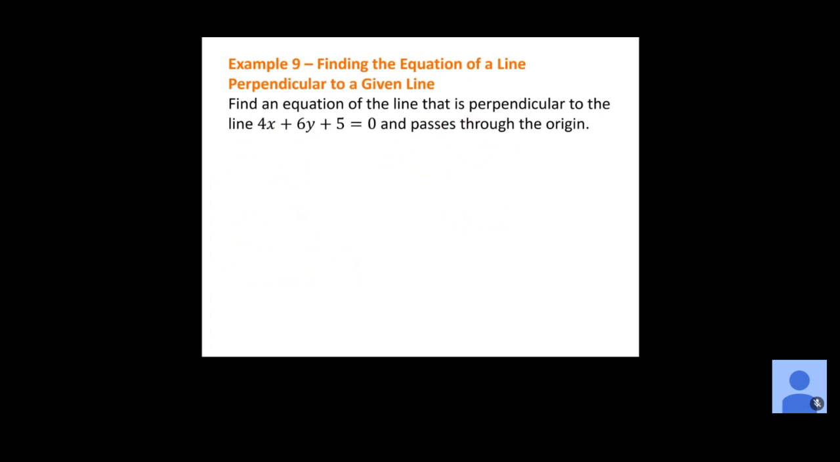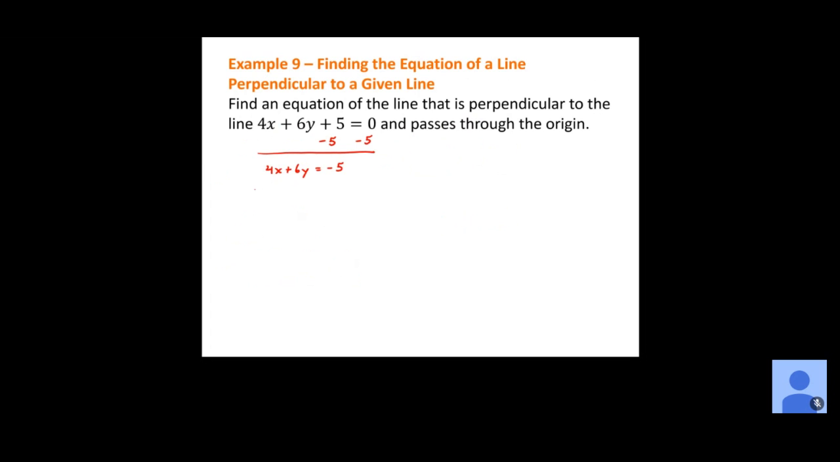All right, so now we want to find an equation of the line perpendicular to the line 4x plus 6y plus 5 equals 0 that passes through the origin. Well, to find the equation of a perpendicular line, first thing we need to do is find the slope. So again, I'm going to get this equation in slope-intercept form so that I have my slope. So I'm going to subtract 5. Then we're going to have 4x plus 6y equals negative 5.